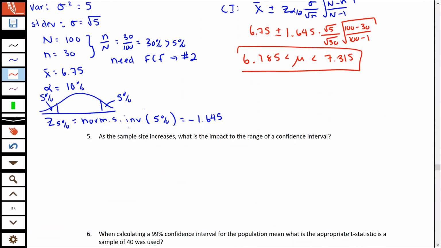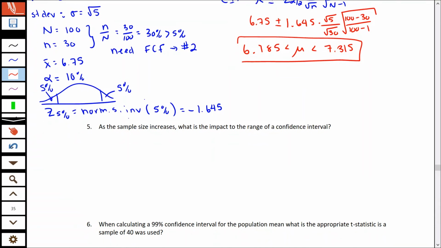Question 5 here asks us, as the sample size increases, what's the impact to the range of a confidence interval? We want to remember that a confidence interval, generally speaking, is for any test statistic. We're only doing x bar right now, but it could be p hat, it could be the difference between two means, it could even be a variance or standard deviation, plus or minus, I'm going to say z, but it could be a t value, times that standard error.